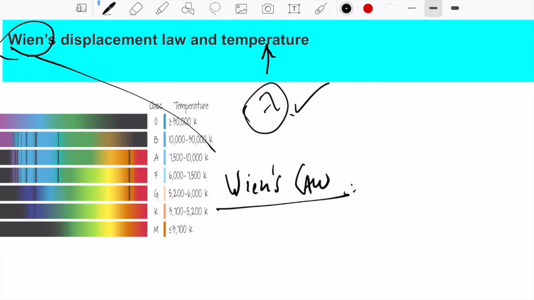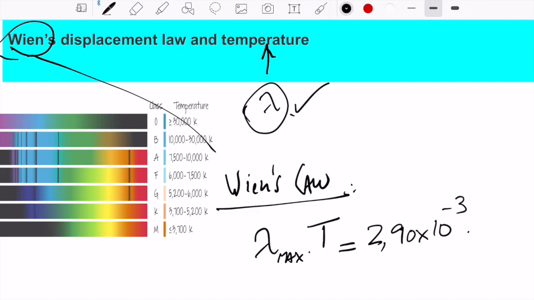But in a way, it connects the temperature to the wavelength of maximum emission. Because the light that comes from the stars has many wavelengths, but as we saw in topic 9, there is a peak for a certain wavelength. So the law establishes that the maximum lambda multiplied by the temperature is equal to a constant. That constant is measured experimentally, is 2.90 times 10 to the minus 3, and the unit has to be meters Kelvin.